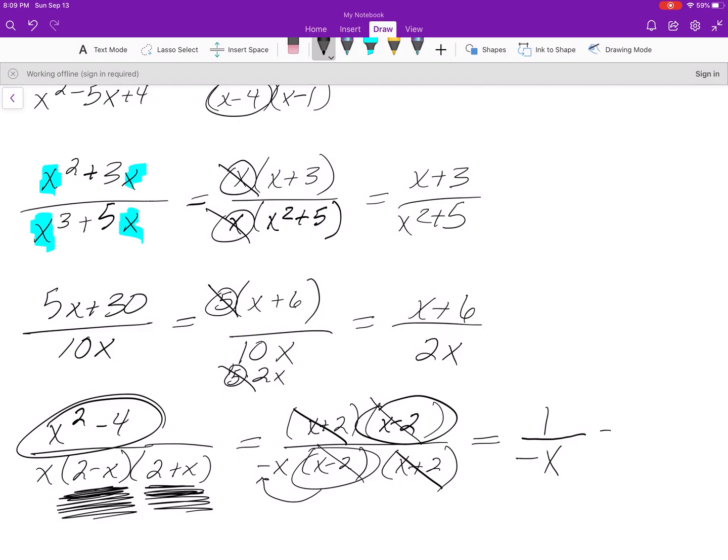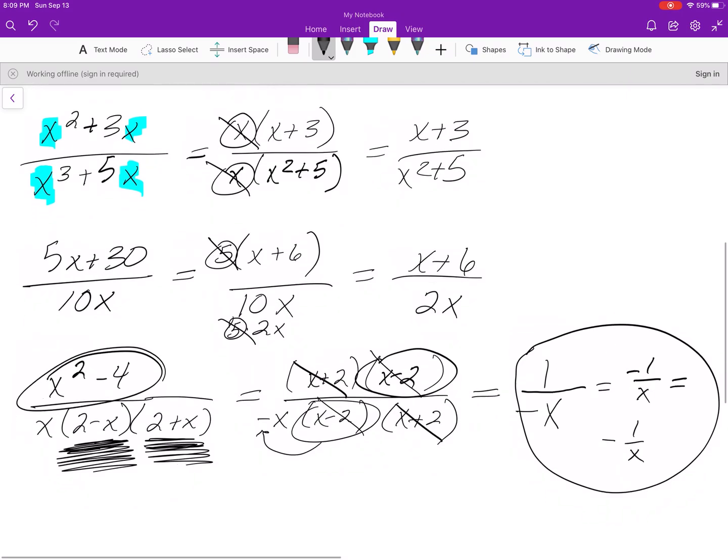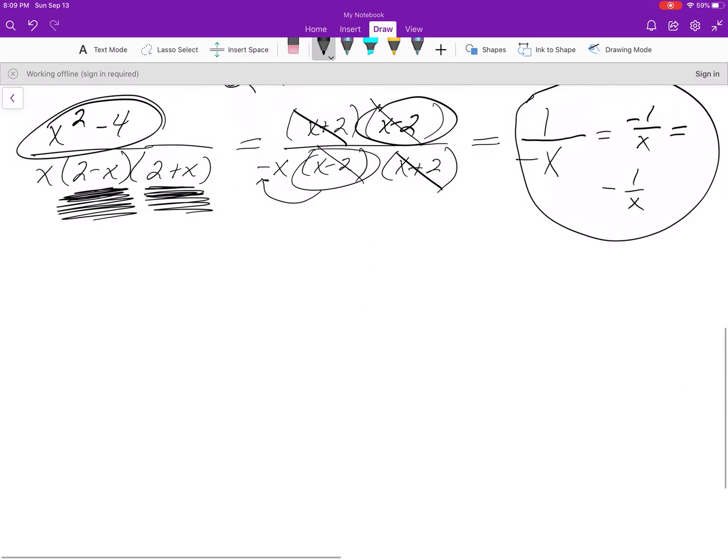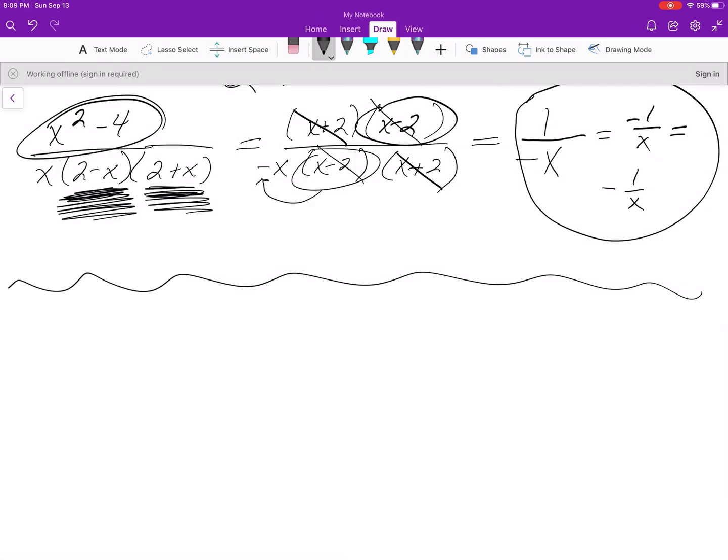Now some people might write this negative 1 on top over x. The negative can go with either the top or the bottom or even right out in the middle. Those all mean the same thing. All three of those answers are the same thing, negative 1 over x. Okay, so those were just single fractions that needed to be simplified or reduced, and factoring is your tool that you're going to use to do that. Pull out a GCF or do your binomial factorization.